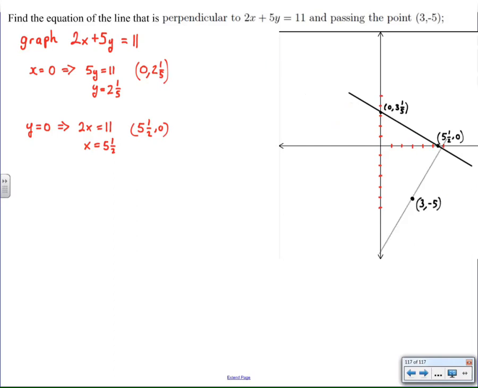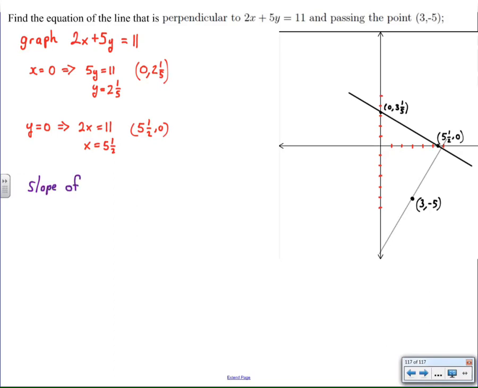Then I plot the point (3, -5), and to the best of my ability, I try to draw what looks like a right angle, so I create perpendicular lines. Now this is just a sketch, but it is going to tell me that I'm looking for a line whose slope is definitely positive, definitely bigger than 1, and whose y-intercept is going to be a big negative number. So if all of that happens, I'm going to feel good about my work.